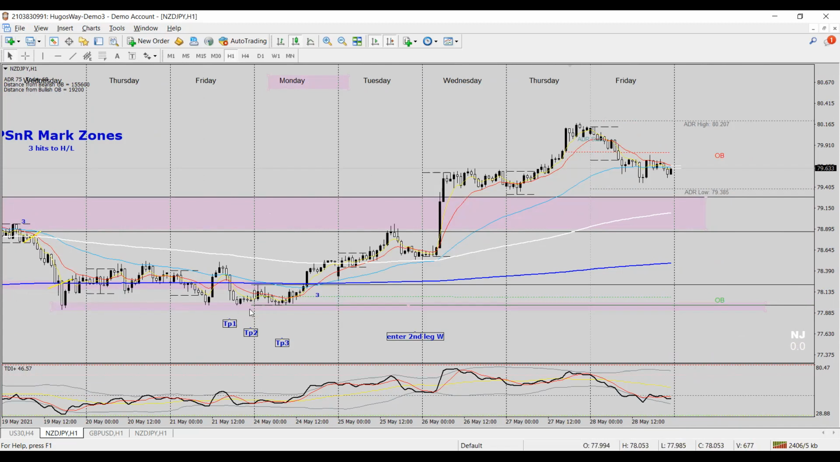We have these 3 hits to the low, because look, guys, you could count, you can either count this. Now, this wouldn't have been a bad one. You could have counted this 1, 2, and then 3, and then taken that. And then look, you could have counted this one as 1, and then 2, and then 3, and then taken this. And this would have been your ideal trade. This is a beautiful setup right here.